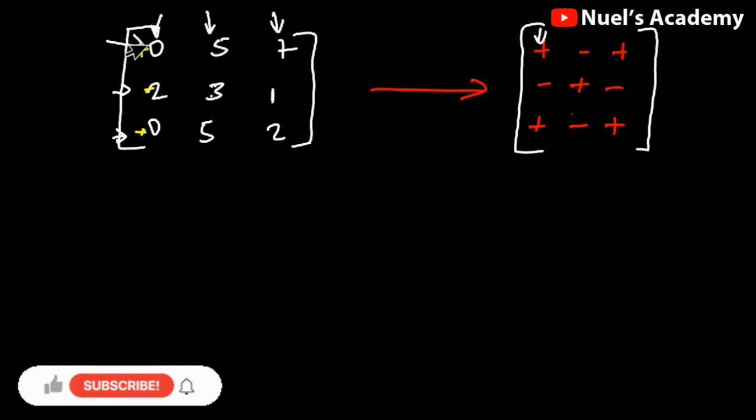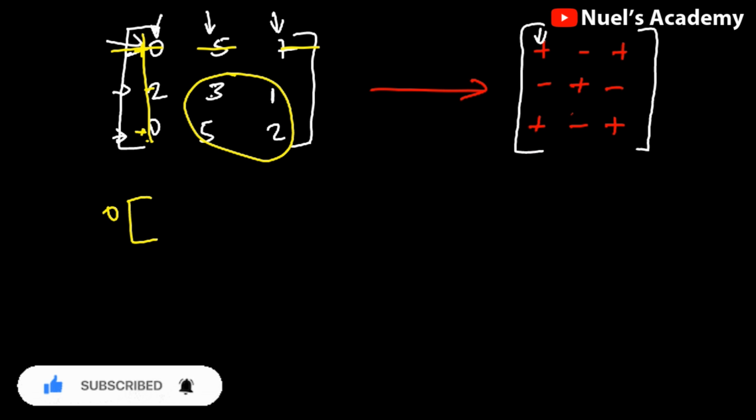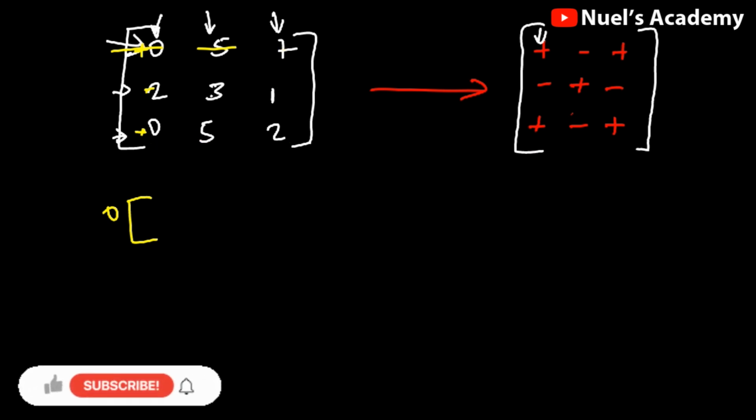So first we write this 0. Then we eliminate the first row and the first column. If you eliminate it, we are going to be left with 3, 1, 5, and 2. So we write 3, 1, 5, and 2. Remember, this is plus because of this plus here. So here we now have minus 2.